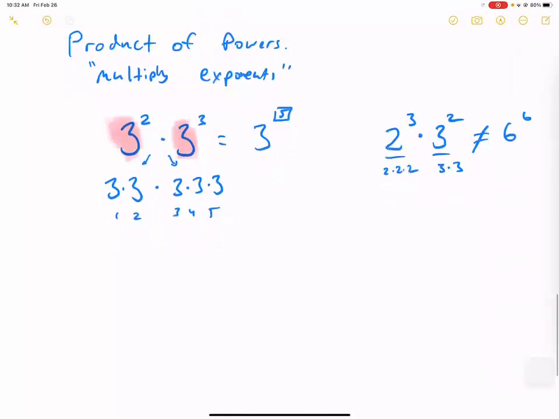Let's look at another one. If I say 10 squared times 10 to the 5th power. Now, I want to be a dunce here. I'm going to write 1, 2, and then 1, 2, 3, 4, 5, right? So how many 10s do we have total? Well, here's the rule. Just add the exponents instead. 10 to the 7th power.